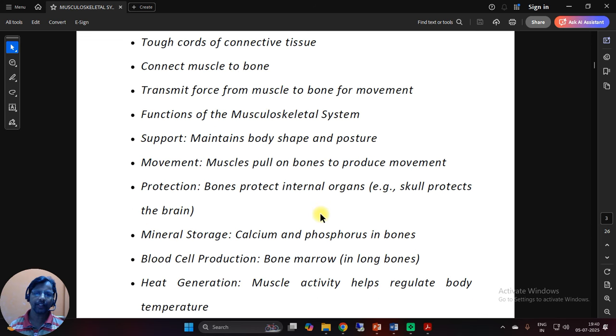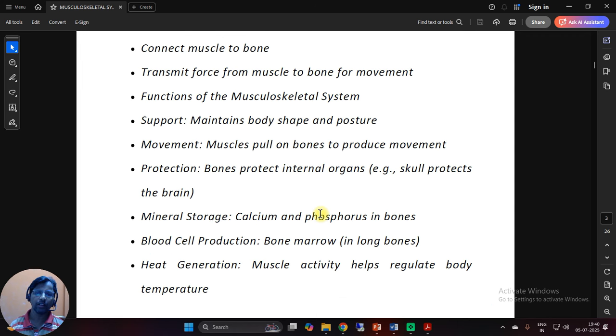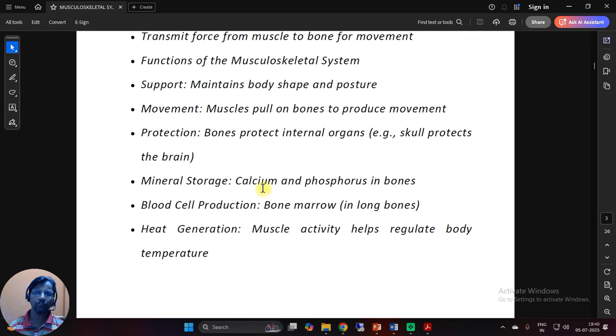Okay. So next we need to understand what are the functions of the musculoskeletal system. This system will support us by maintaining body shape and posture. This system is useful for movement. This system is useful for protection. This system is useful for mineral storage, like calcium and phosphorus in bones.